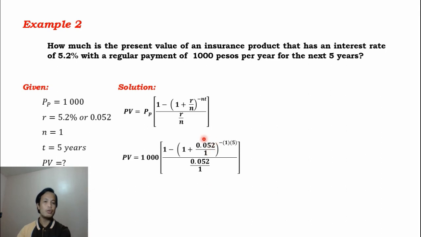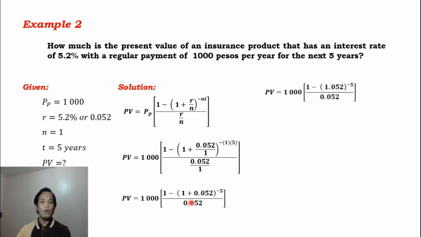Then we simplify. Of course, we divide this number by 1, the same as with this number by 1, so we will have the same number. So this will become 1,000 times 1 minus 1 plus 0.052 quantity raised to negative 5, because negative 1 times 5 is negative 5, then that is over 0.052. Then we add this number before raising to negative 5. So 1 plus 0.052 becomes 1.052.